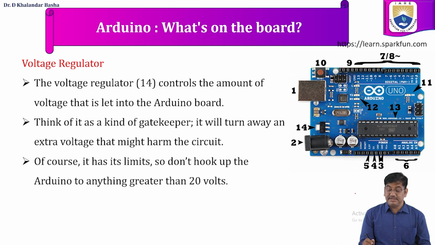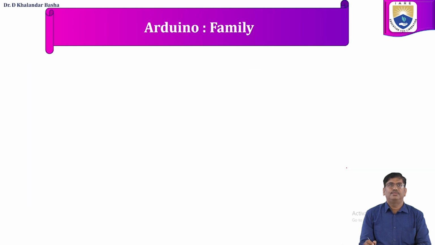Next, the voltage regulator. The voltage regulator, with the label 14, controls the amount of voltage that is let into the Arduino board. Think of it as a kind of gatekeeper. It will turn away extra voltage that may harm the circuit. Of course, it has its limits, so do not hook up the Arduino to anything greater than 20 volts. If you give more than 20 volts, damage will occur to the Arduino board.